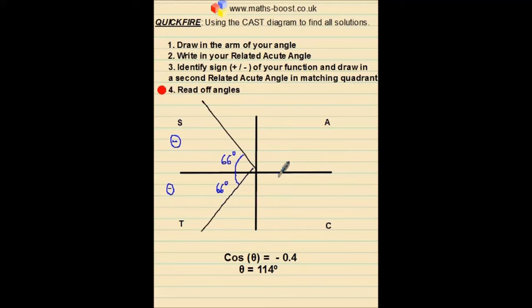Don't forget, if we move in a clockwise direction, we'll get our negative angles, minus 114 degrees, and again you can just keep cycling through as many times as is necessary.